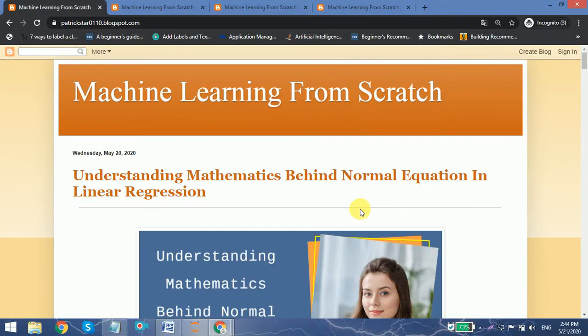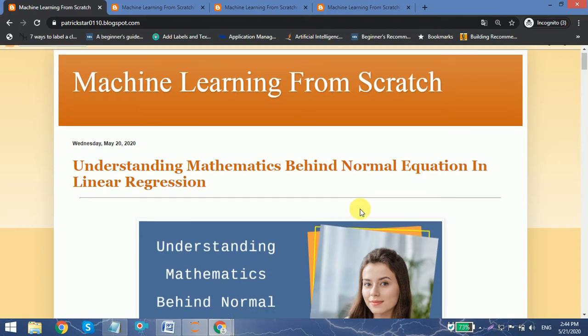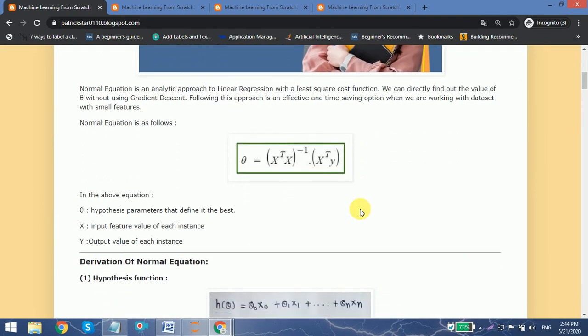Hey guys, welcome back to Chilifili, and in this video we're going to see the mathematics behind the normal equation in linear regression. So first of all, we need to know what a normal equation is. The normal equation is an analytic approach to linear regression with a least square cost function. We can directly find the value of theta without using gradient descent.